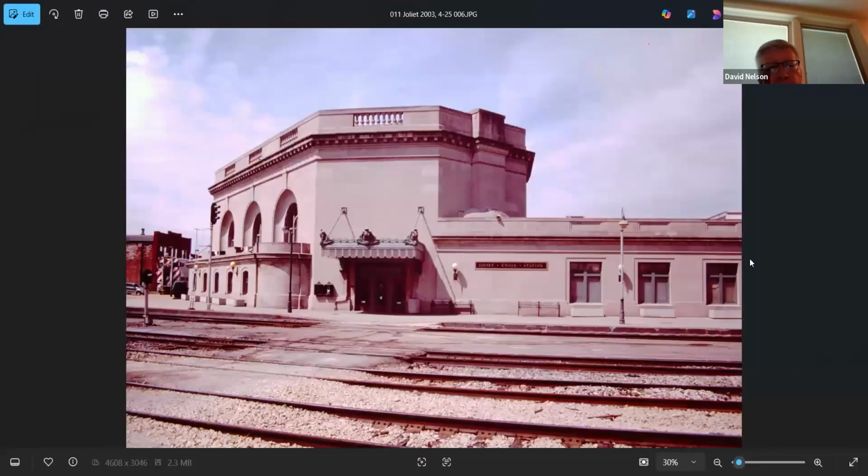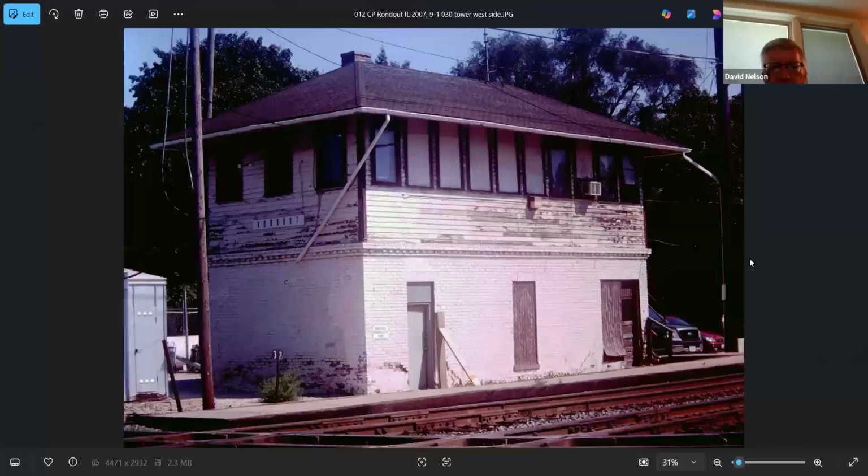Now, another advantage to junctions, at least, is the scenic interest that they can cause with interesting and unusual depots. And that was Joliet. This is Rondout, where the EJ&E crossed and continues to cross the Milwaukee Road, now Canadian Pacific.